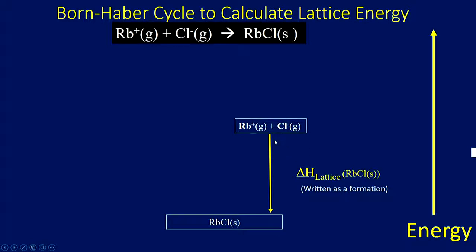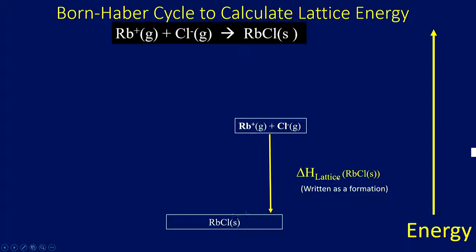Lattice energy can be defined as a formation or as a dissociation of a crystal. Here I'm writing it as the formation of a crystal where I have the ions separated in the gas phase. And if you think of Coulomb's law, if they're in the gas phase, they're far away from each other, so their energy of interaction is negligible. And then they come together and they form the crystal, which has very strong energies.